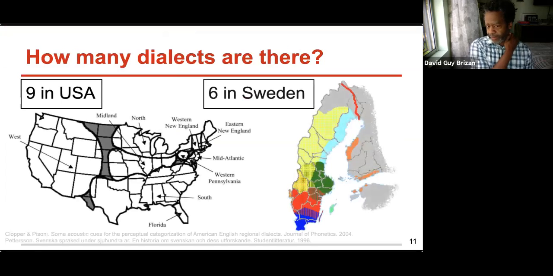So how many dialects are there? There have been a lot of studies on this. I'm showing you two different ones, for two different countries. One is by Clopper and Pisoni. That's the one on the left, talking about the dialects in the United States, and they claim that there are 9. And they've illustrated these specific 9.